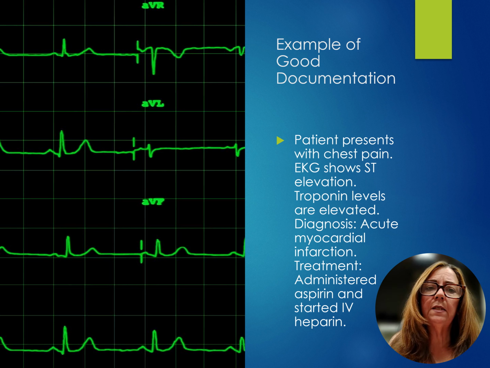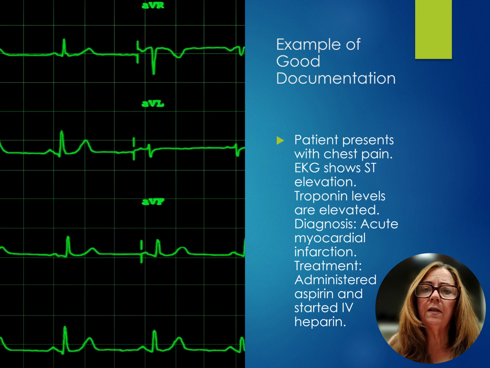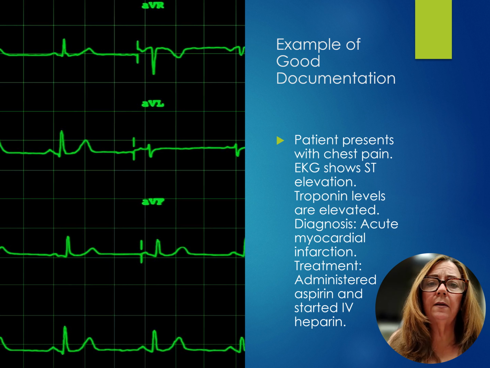Not only this, detailed documentation supports accurate coding and billing. Coders can easily identify the diagnosis and procedures performed, ensuring appropriate reimbursement. Without the accurate documentation, while the coder may understand what the diagnosis is, unless it's written by the provider, they cannot capture that.